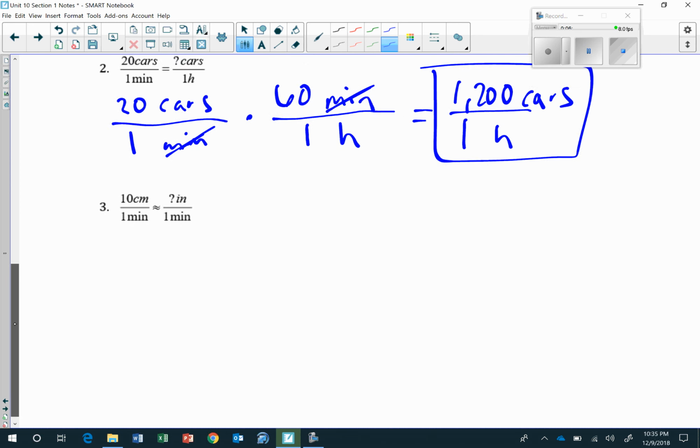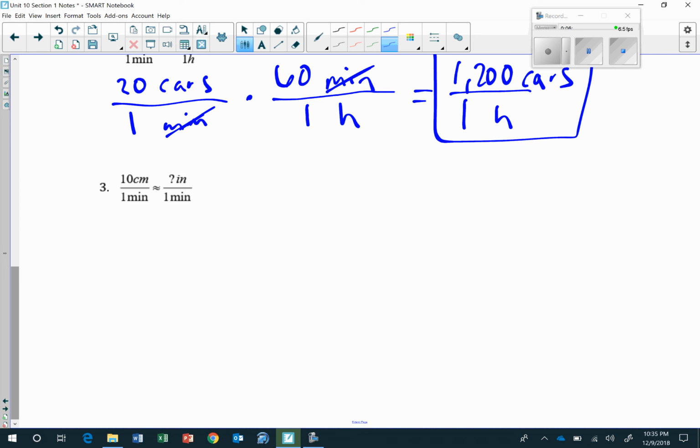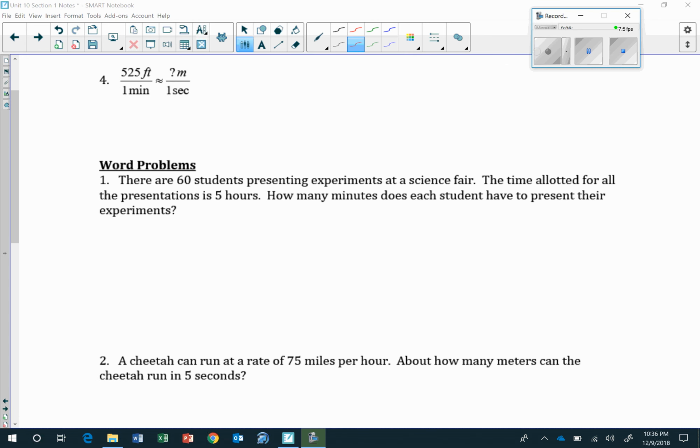All right, number 3, I'm going to let you guys go ahead and try that. If you're at home, just go ahead and look up the conversion from centimeters to inches. If you're at school, you can use the back of the textbook for that conversion rate.